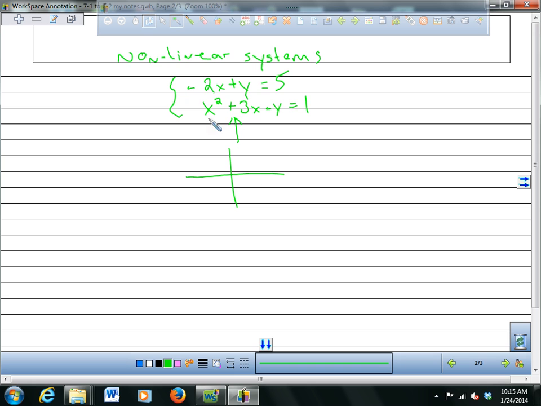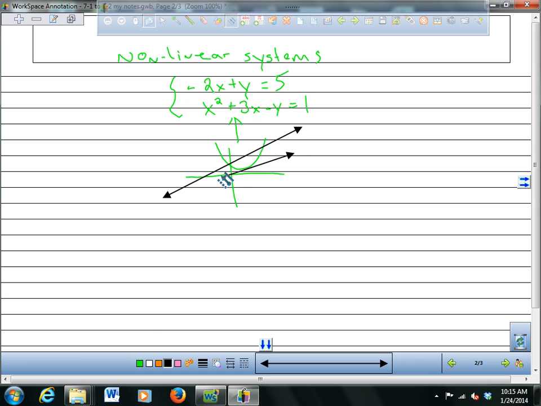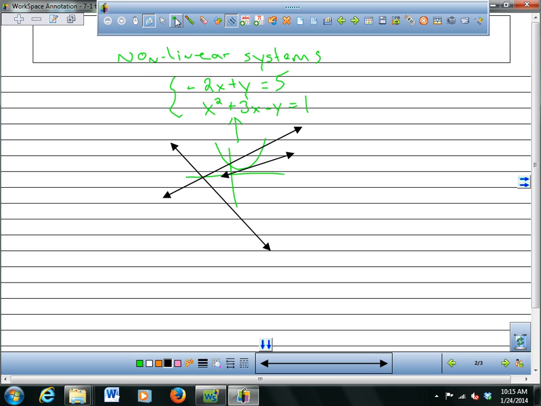I'm not sure what kind of parabola it is. I think it's going to be a right side up one. What shape is this going to make? A line. So either you're going to have two solutions, right? Or could I have one solution? Yes, I could have one solution if it just barely touches, like a tangent line. Could I have no solutions? Sure, if it's going this way. So you could have two solutions, one solution, or no solutions.